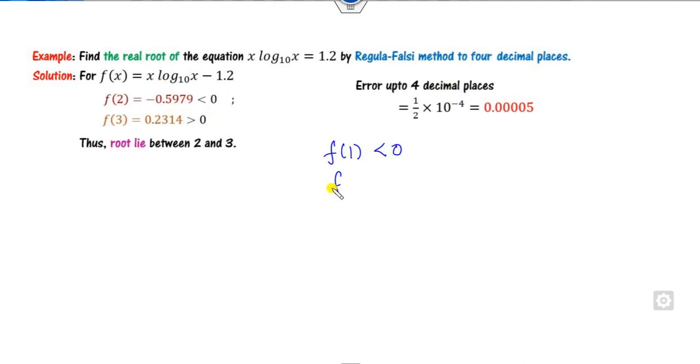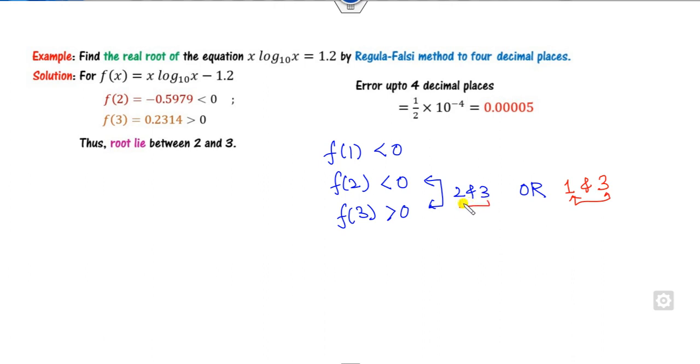If you find f of 2, it is also less than 0. If you find f of 3, then it is greater than 0. So clearly the root lies between 2 and 3. Or you can also say the root lies between 1 and 3, but the length of 1 and 3 is larger than that of 2 and 3. So I prefer 2 and 3.